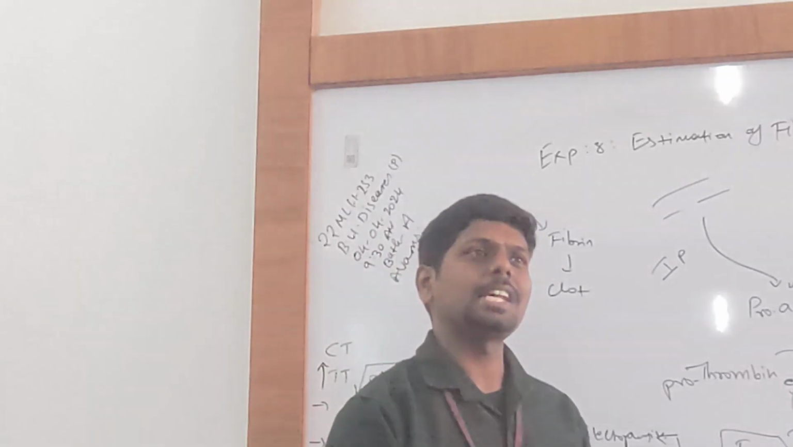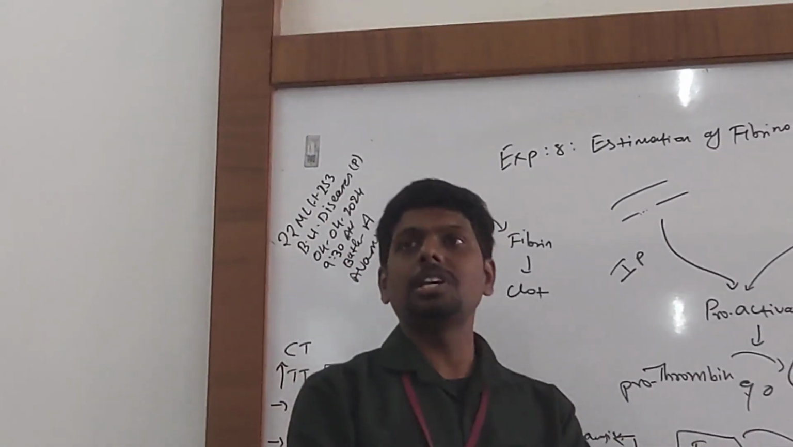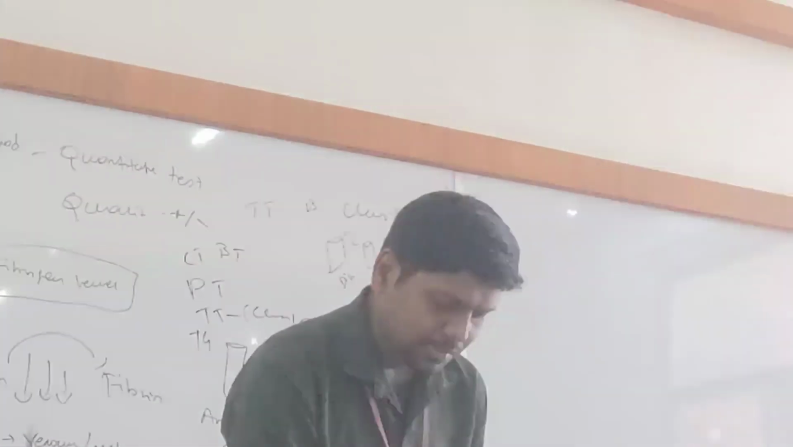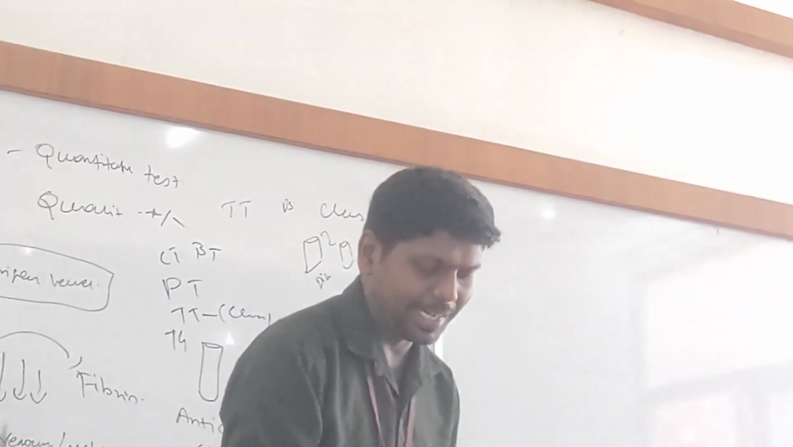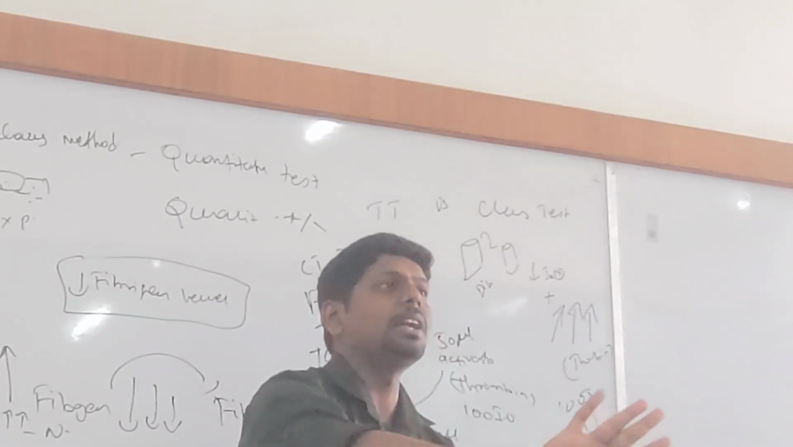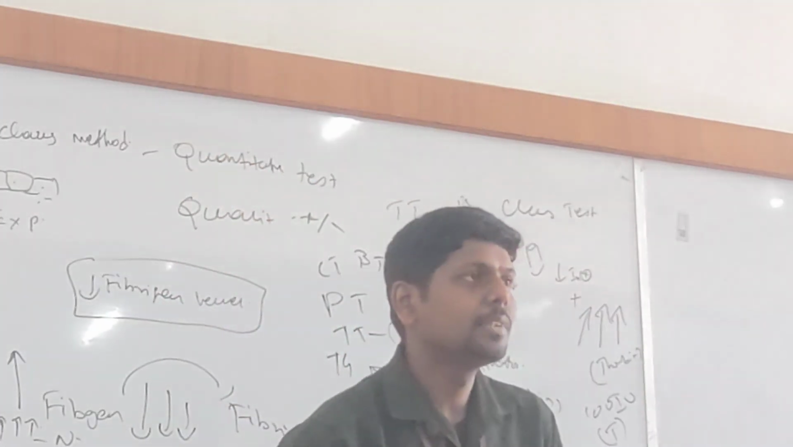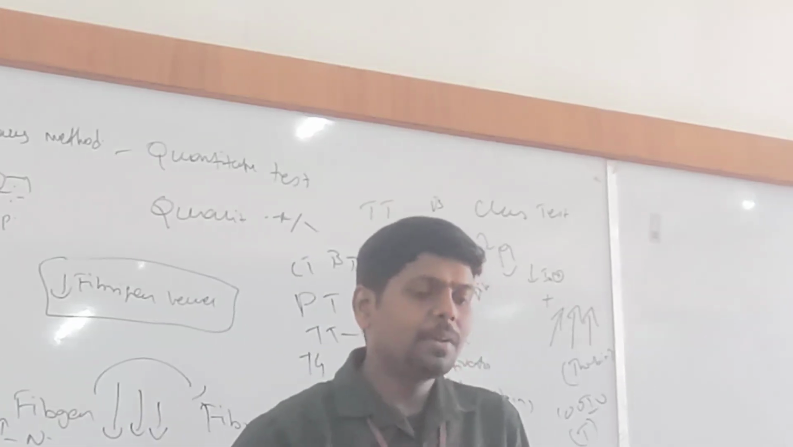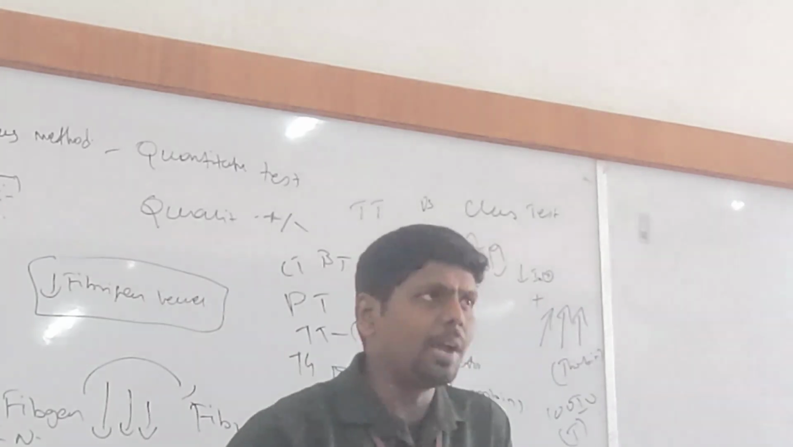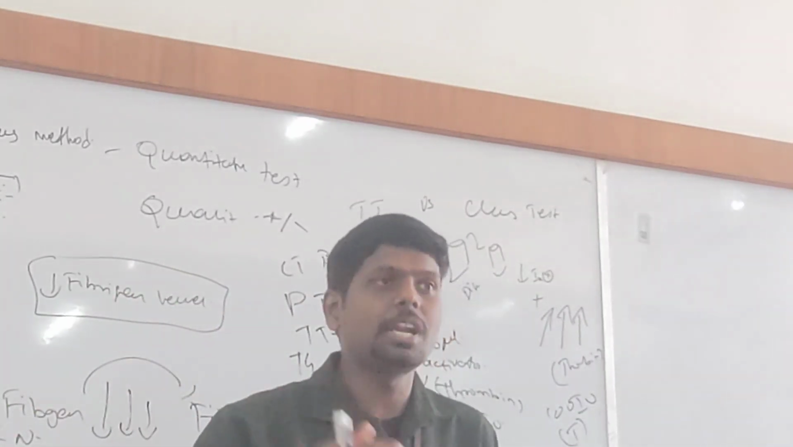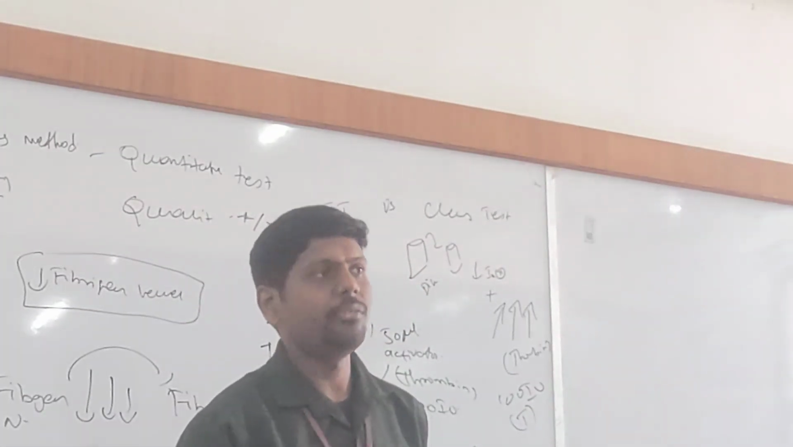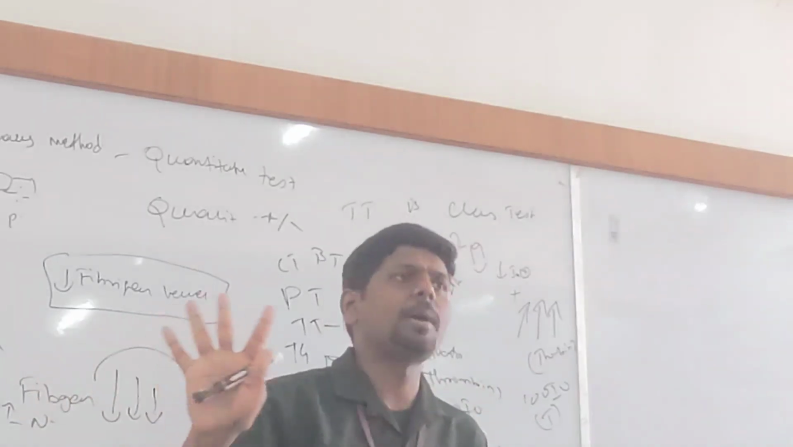So actually this test is especially used to detect afibrinogenemia, or I wrote two more lines. Write down these terms: dysfibrinogenemia, hypofibrinogenemia and afibrinogenemia. Dysfibrinogenemia means the fibrinogen is present but is not converting to fibrin. Dysfibrinogenemia, that means dysfunction of fibrinogen. And second one, hypofibrinogenemia, that means reduced fibrinogen levels. And third condition, afibrinogenemia. Afibrinogenemia means complete absence of fibrinogen in the body.